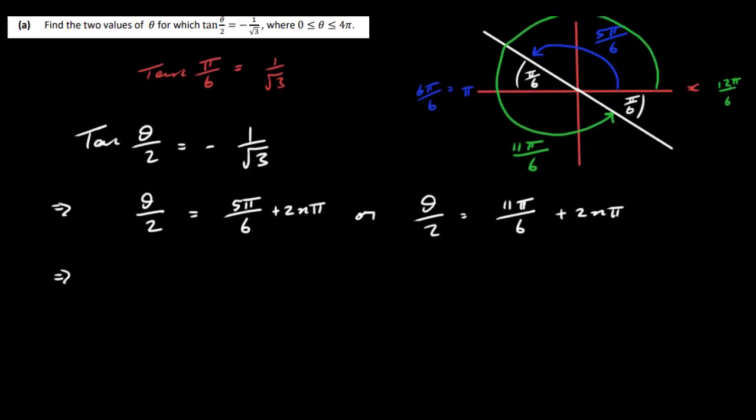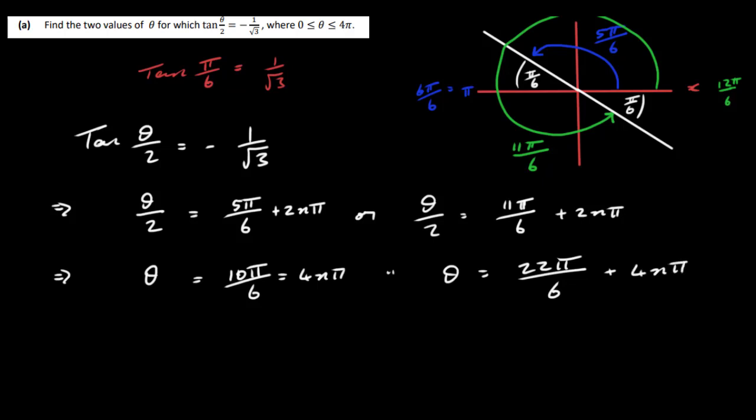Now, we have theta over 2 is equal to 5 pi over 6 plus 2n pi. Let's multiply across by 2 to find out what theta is. So that'll give us 10 pi over 6 plus 4n pi. Or here we'll have theta is equal to, if we multiply across by 2, we'll get 22 pi over 6 plus 4n pi. Now we can simplify these angles. We've got theta is equal to 5 pi over 3. So this should be a plus here.